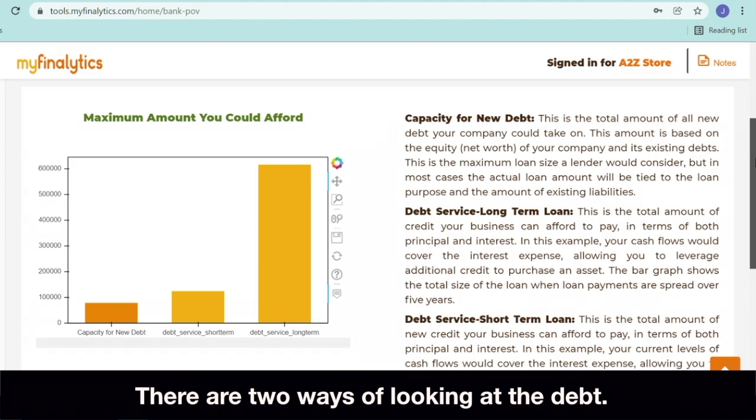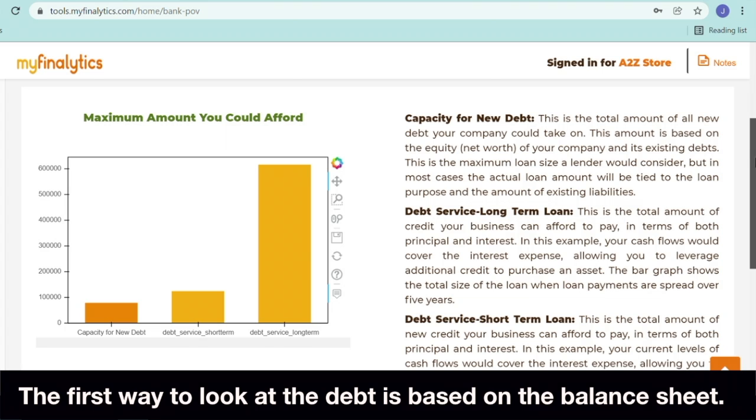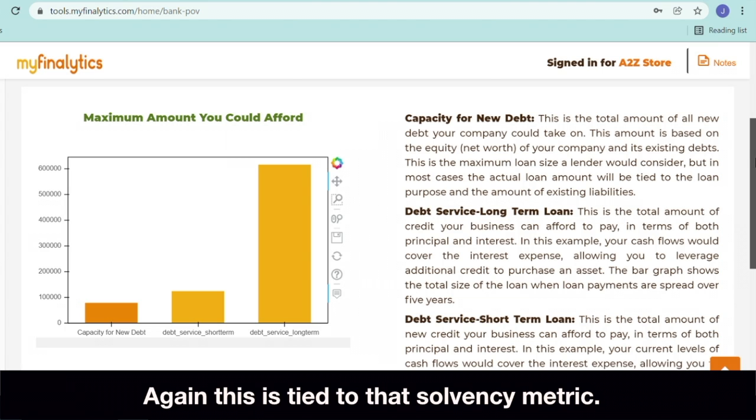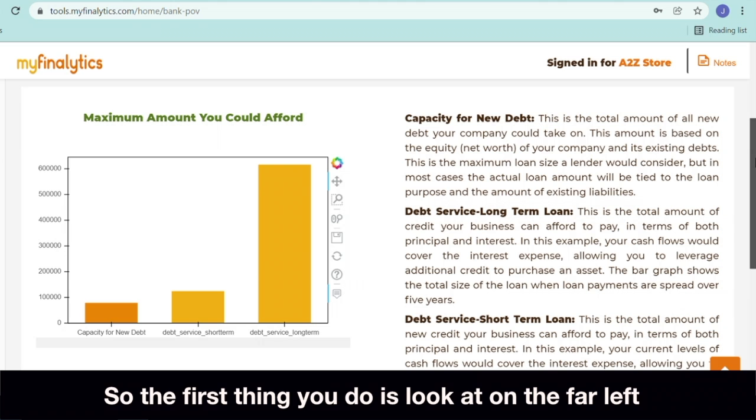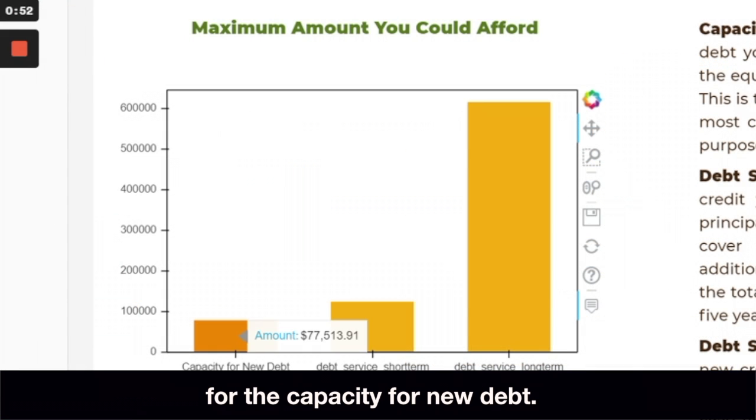There are 2 ways of looking at the debt. The first way to look at the debt is based on the balance sheet. This is tied to that solvency metric. So the first thing you do is look at, on the far left, the capacity for new debt.